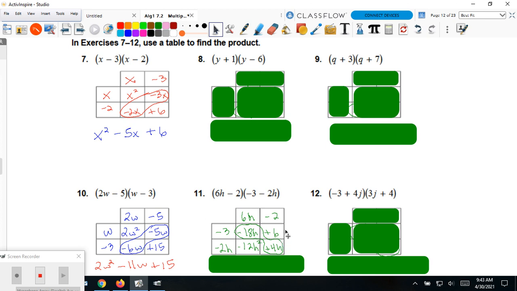We still want to put our answer in descending order. The h squared is going to go first, the 6 will go last, and we're going to combine like terms here with these h's. I got to take 4 away from negative 18. That's going to be negative 14. So our answer starts off with a negative 12h squared minus 14h plus 6. So that's our answer. So still going to be a trinomial in descending order. You always want your answer to be in standard form, which is descending order, highest exponent to the constant.